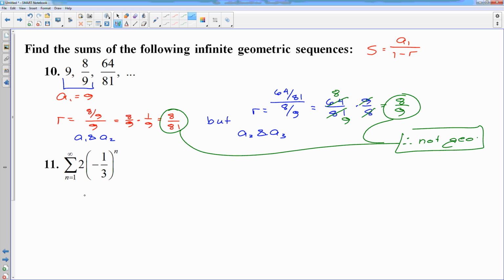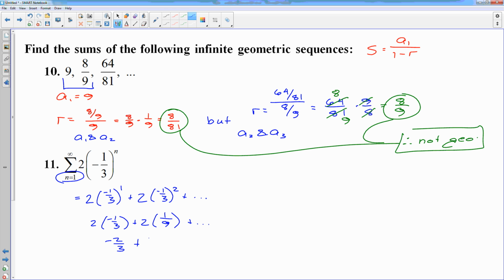This one, I would do kind of like what I did the first time. I would write out the first two terms. That's going to be 2 times negative 1/3 to the, notice here I'm starting with n equals 1, so it would be to the first power. My second term is going to be 2 times negative 1/3 squared, and then it would continue. Negative 1/3 to the first is just negative 1/3. Negative 1 squared is 1, 3 squared is 9. 2 times negative 1/3 is negative 2/3, plus 2 times 1/9 is 2/9. It will go on forever.